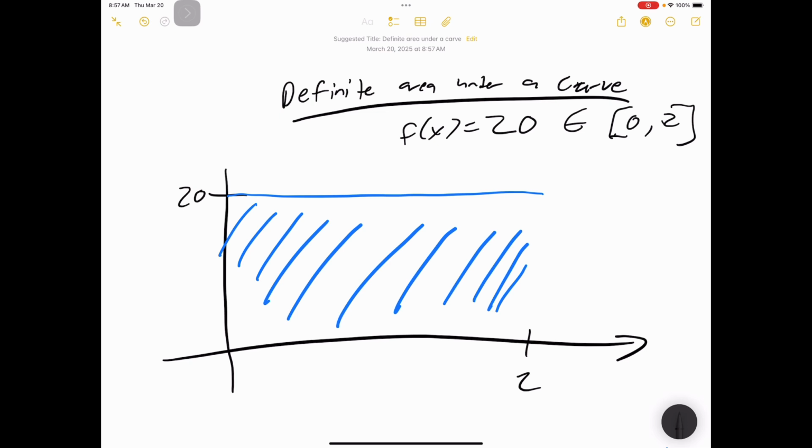Well, hopefully we all know that this is a region that looks like a rectangle, and so your first step would be, well, this is 20 here, 20 up. This is 2 over, even though the picture is a little ugly, and 20 times 2 is 40. So in that case, we all know what the area under the curve is.